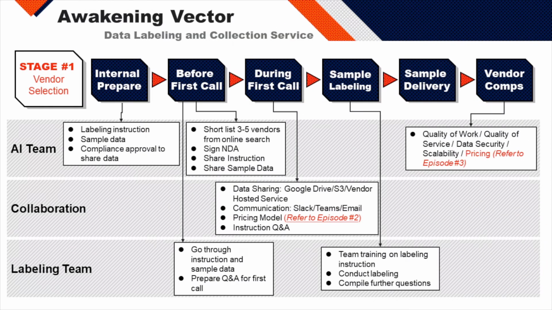Before I dive into more details on each step, let me just give you an overview for the first stage, vendor selection. I've broken down this stage into 6 steps, namely internal preparation, before first call, during first call, sample labeling, sample delivery, and the vendor comparison. As you can see, under each step, I've also listed out what you should do as an AI team, what you should expect from the vendor, and most importantly, what are the things both teams need to work together. Now, let's take a look at each step.